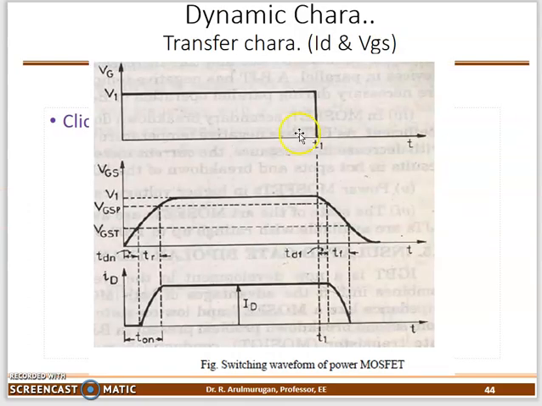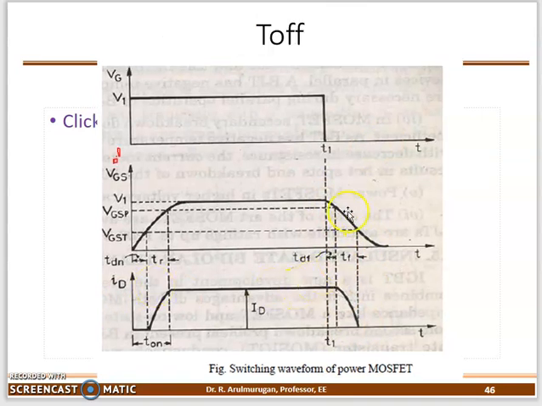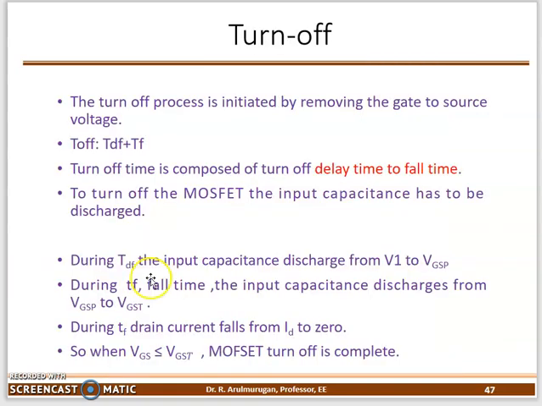During that, you see I have removed the pulse. Now it starts to discharge. Pulse is removed, then what happened? Turn off takes place. The turn off also includes two things: one is a delay and then fall. Delay plus fall, DF plus TF.